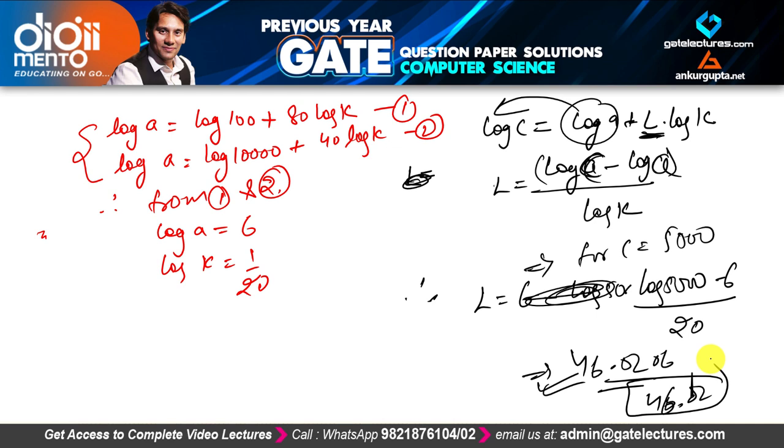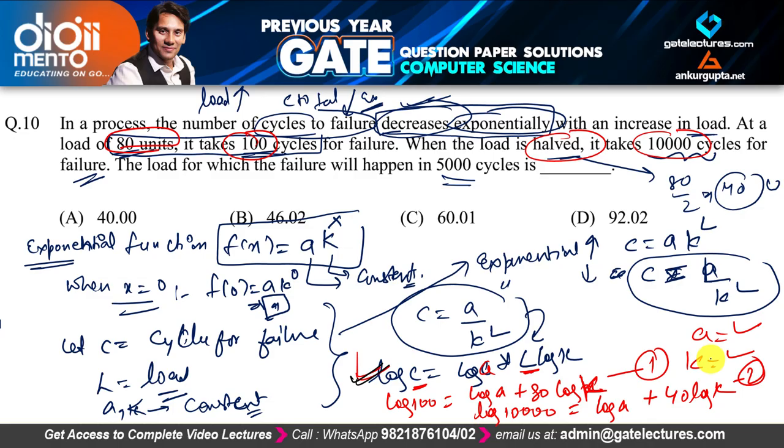Now if you check all the options, option number 1 is saying 40, option number 2 is saying 46.2, option number 3 is saying 60.01, option number D is saying 92.02. The correct answer is option number B, that is 46.02.